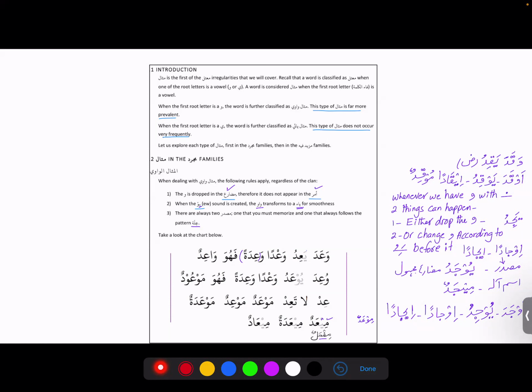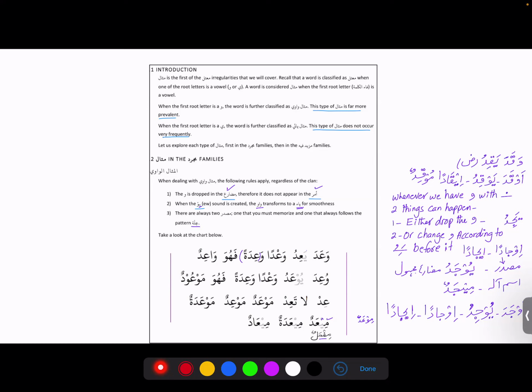And then in mu'tal, how many categories? Three categories. Right. So first one is misal, second one is ajwaf, and third one naqis. Right? And then we are doing misal now. So in misal, either the fa kalma is going to be waw or ya. And if it is waw, then we're going to call it misal wawi. And if it is ya, then misal yayi.